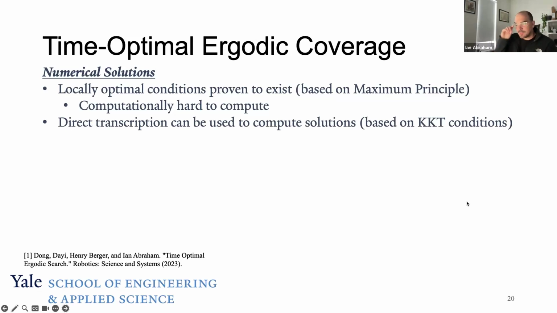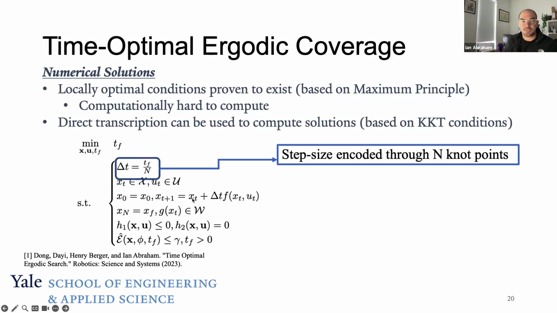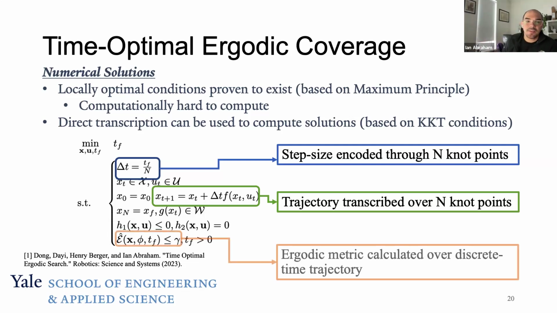So we converted the problem and transcribed it into some n knot points, and we then solved it via the KKT conditions. This is the discretized version of the problem, where dt is solved via whatever the final time is that we're trying to optimize. So your step size is now encoded through these n knot points. That's a parameter we pick ahead of time. You transcribe your trajectory over those knot points, where dt determines how big of a step you're going to take. And then you compute a discrete time ergodic metric, which is very similar. You just replace the integral with the sum.